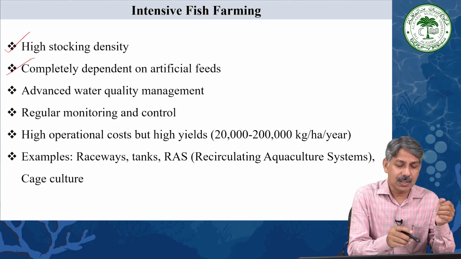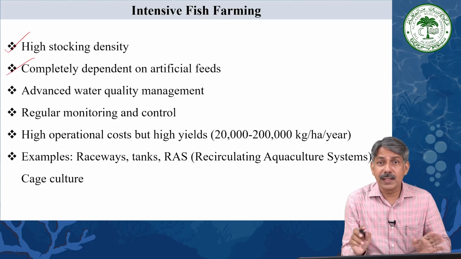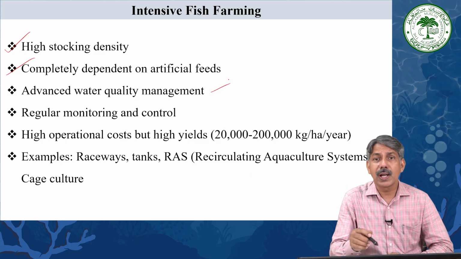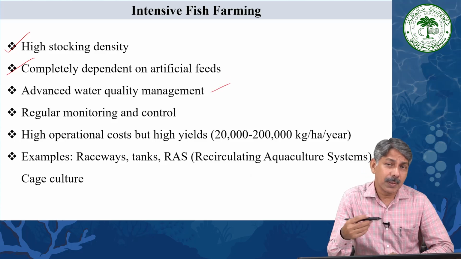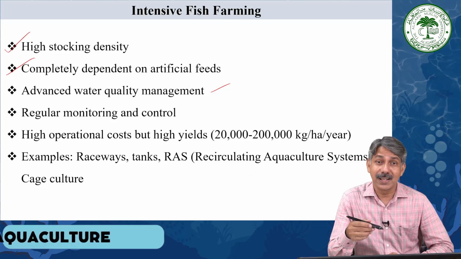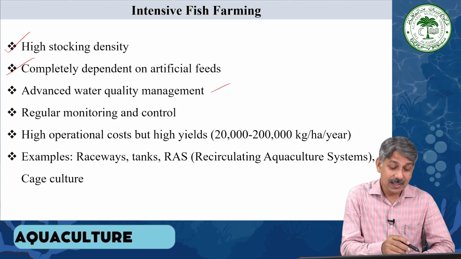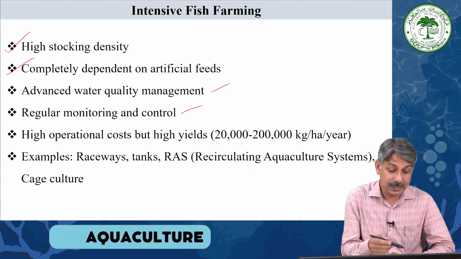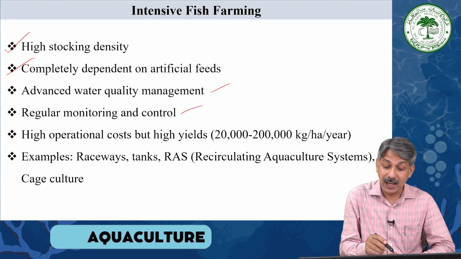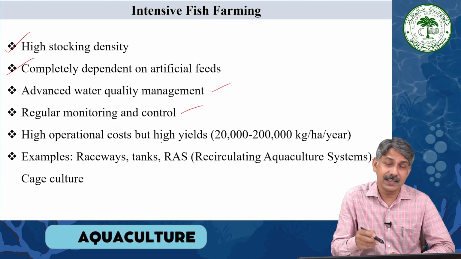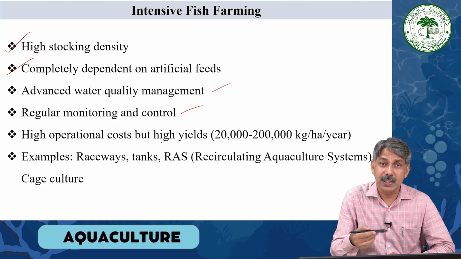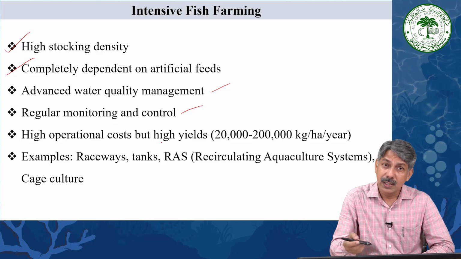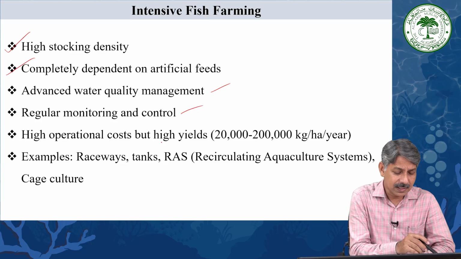It is completely dependent on artificial feed, with no dependency on natural food available. Then advanced water quality management. Here we will have to monitor the water quality, maybe even in real time. There are many places where people are doing this. Regular monitoring and control of everything, not only water but fishes and other things. High operational cost but high yields. You will get very high yields. It depends on what kind of management measures you are taking, what kind of species you are taking. If everything goes well, then you can get excellent yield.